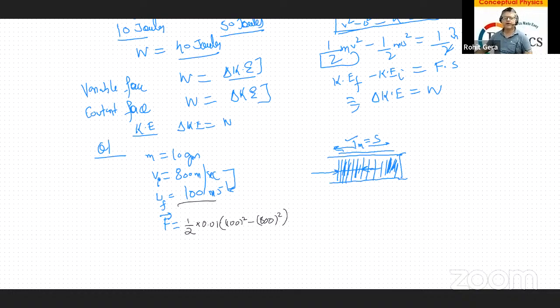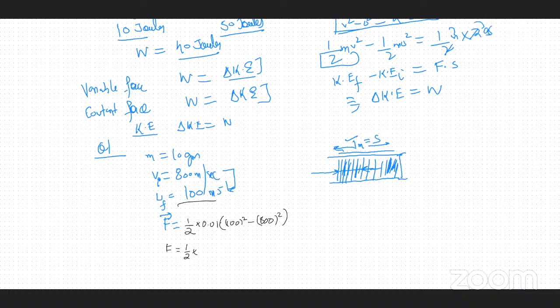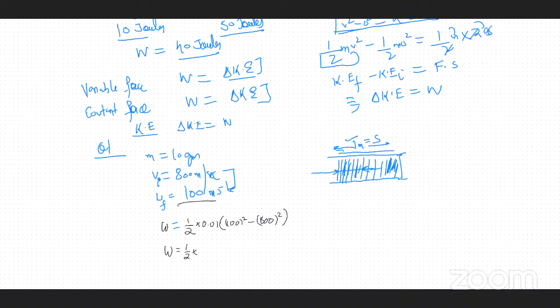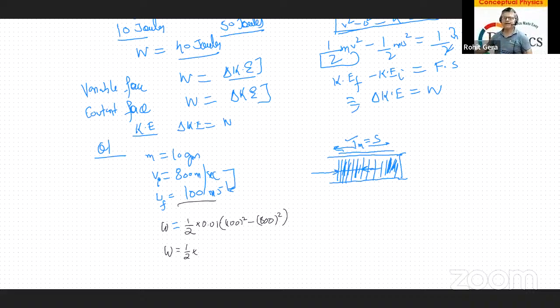So half mv square. Why did you equate force and energy? How is force equal to energy now? Sorry, not force. The work done by the frictional force. Yes, sorry. It did the work of stopping. Yes, it impacted you negatively. You have lost.